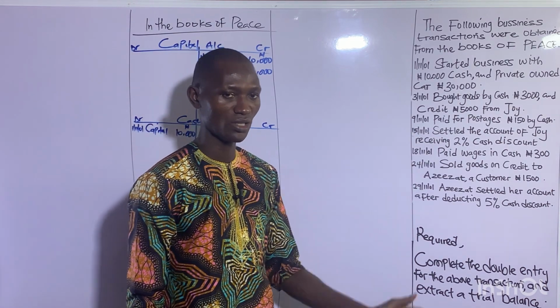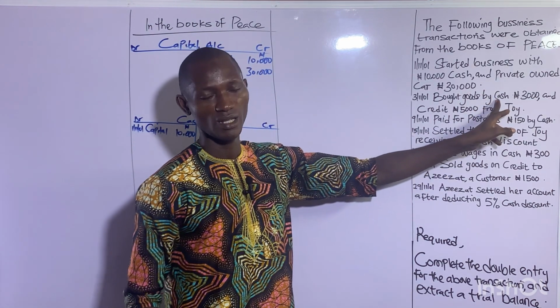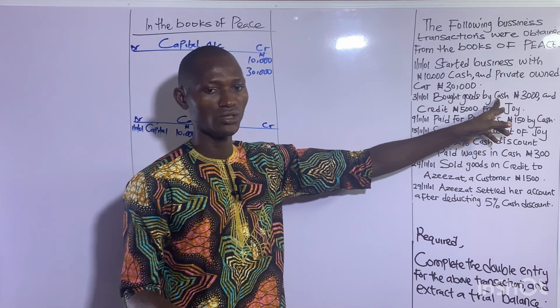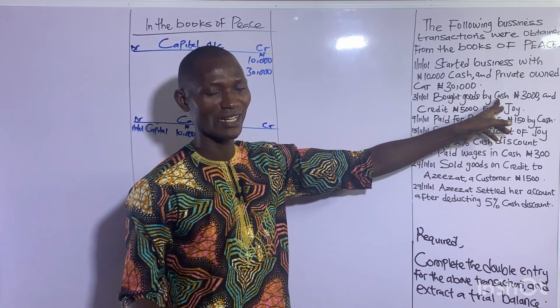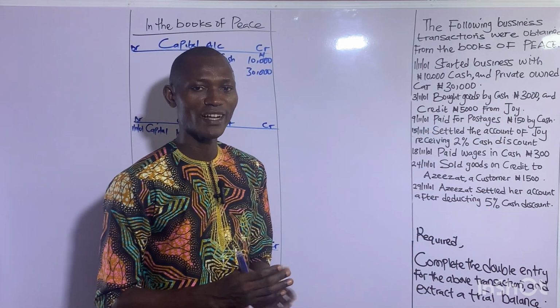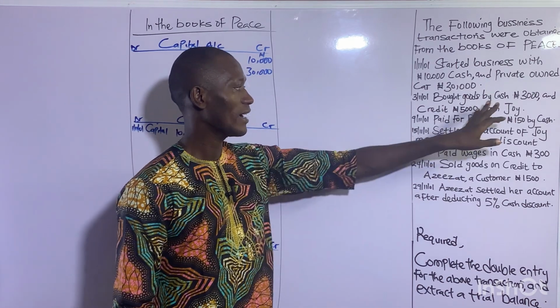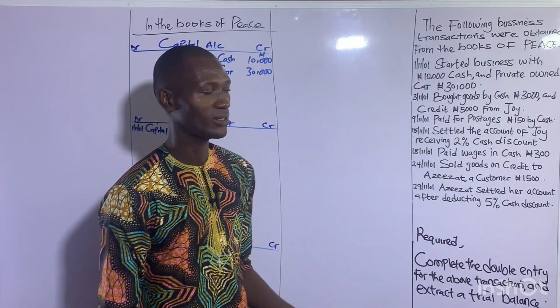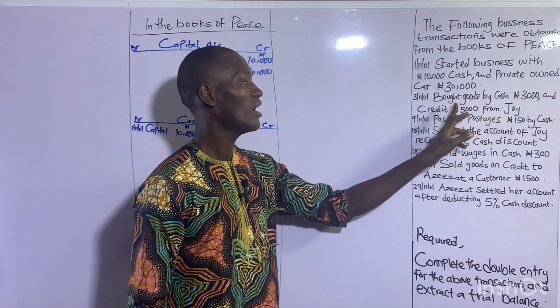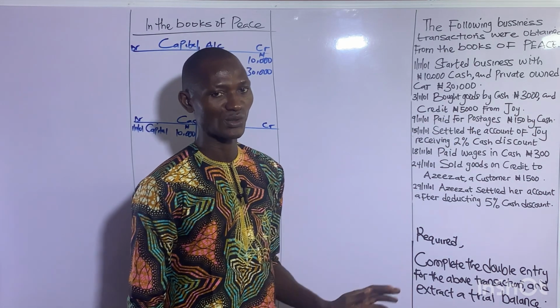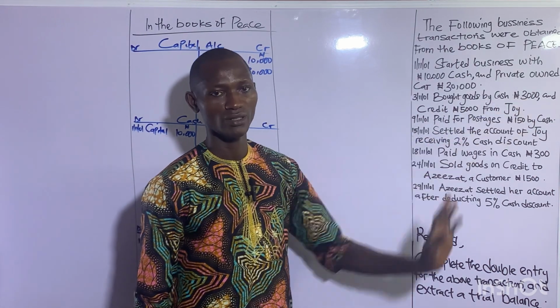The account will be purchase account. And with what the goods was, the form in which the good was bought, that's cash. So the second account is cash. So purchase account will be debited and cash account will be credited. So we are going to credit cash and debit purchases account with 3,000 each.